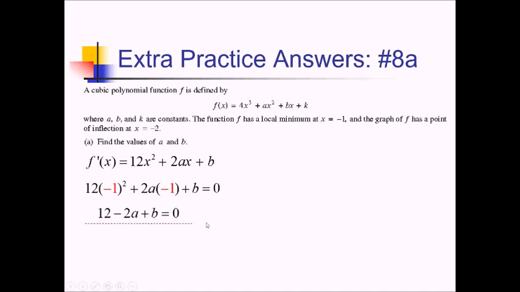At this point, we need to go a little bit further. Now they said that we have a point of inflection at x equals -2. That means if I plug in -2 to the second derivative, I should be able to set that equal to 0. So let me go ahead and take f double prime now. So that's going to be 24x plus 2a, because 2a is one big constant. And then this b just becomes a 0 because b is a constant.